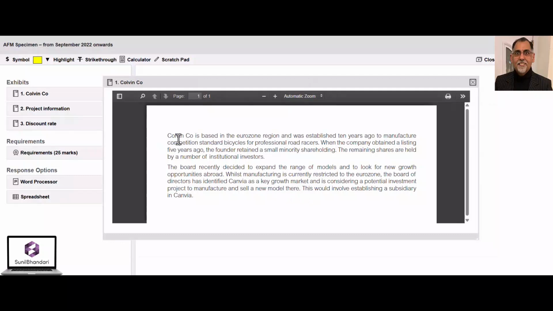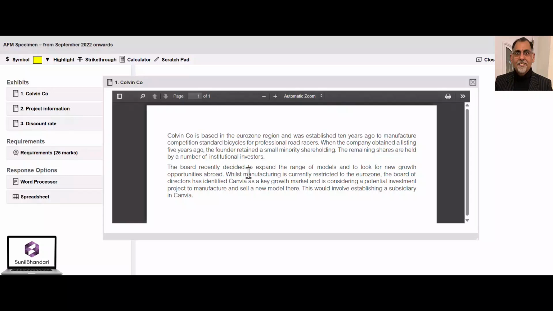First exhibit, Colvin is based in the Eurozone, home currency euro. Established 10 years ago to manufacture competition standard bicycles for professional road racers. Those who do things like the Tour de France, Tour de Italy, Tour de Britain. The company obtained a listing 5 years ago. The founder retained a small minority holding. The remaining shares are held by institutional investors. Apart from the fact of what they do and the country, not much there I can pick up on.